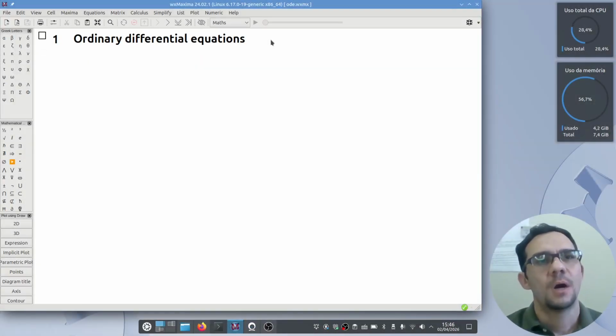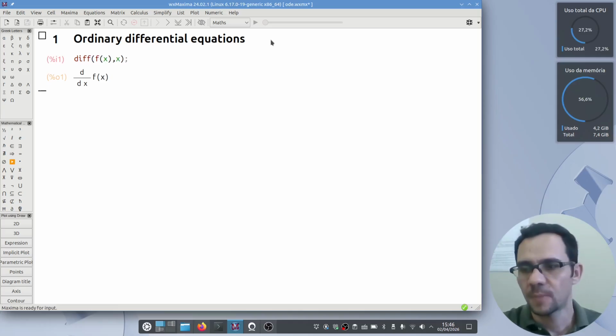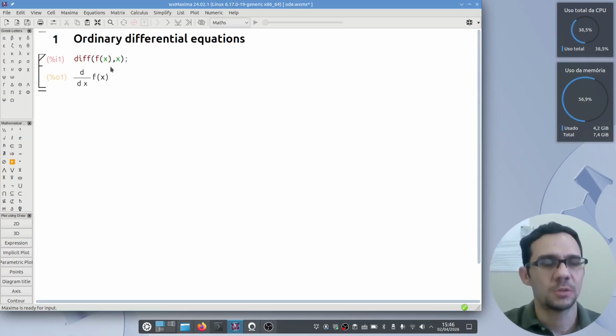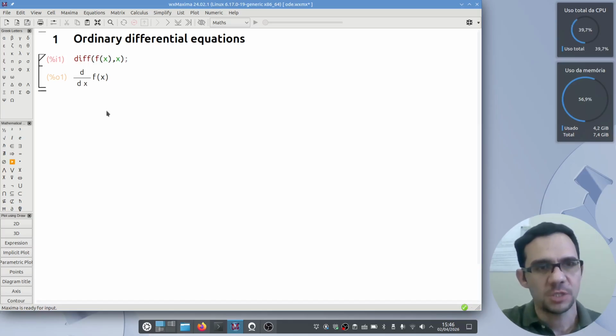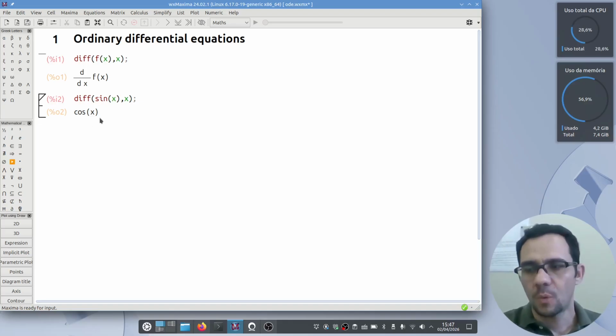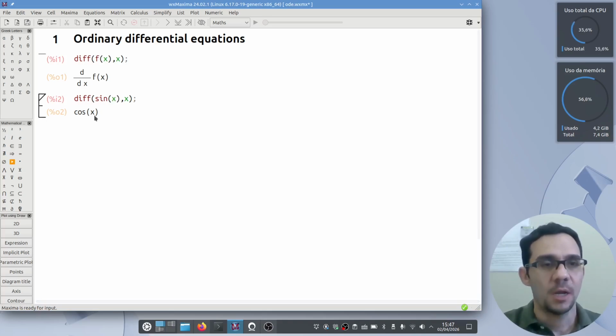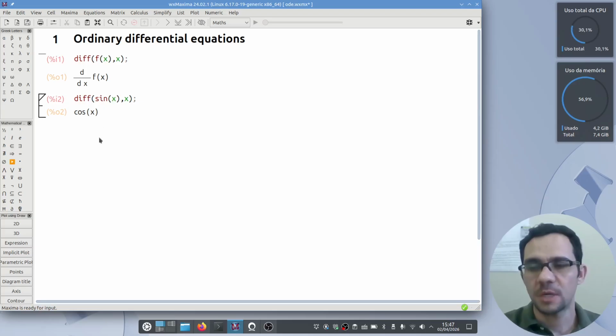In the last video, I showed you that Maxima knows how to differentiate, and we can compute the derivative of a function with this command, diff. If Maxima doesn't know the function, it's going to give us this result. But if the function is known, then it returns the result. So with this, we can now construct ordinary differential equations, and we can solve them using Maxima.